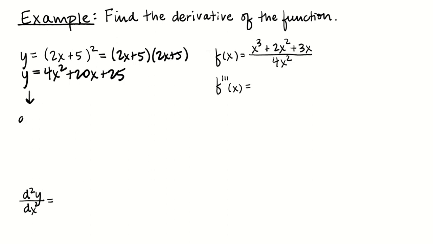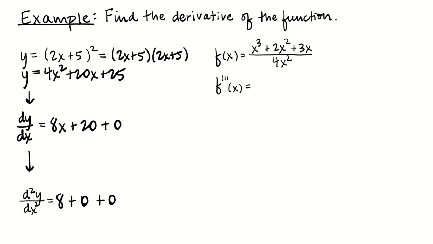Then we can take the derivative and say that dy/dx is equal to, using the power rule, 2 times 4 is 8x to the first power plus 20, because the derivative of a number times x is just the number, plus 0, because the derivative of 25 is 0. Then I can take the derivative of that and get the second derivative of y with respect to x, which is going to be the derivative of 8x is 8, the derivative of 20 is 0, and the derivative of 0 is also 0. So that's equal to 8.